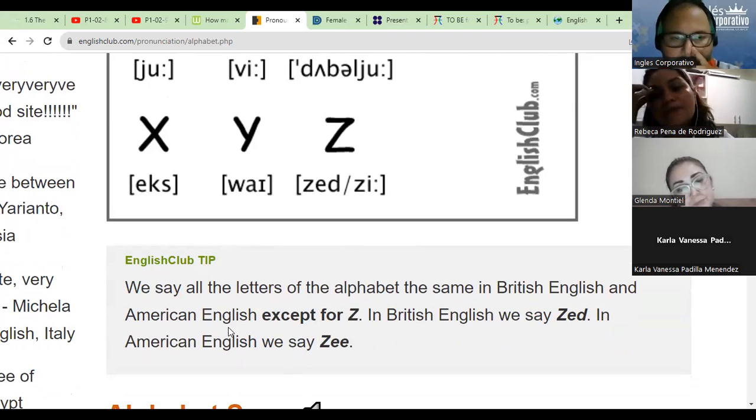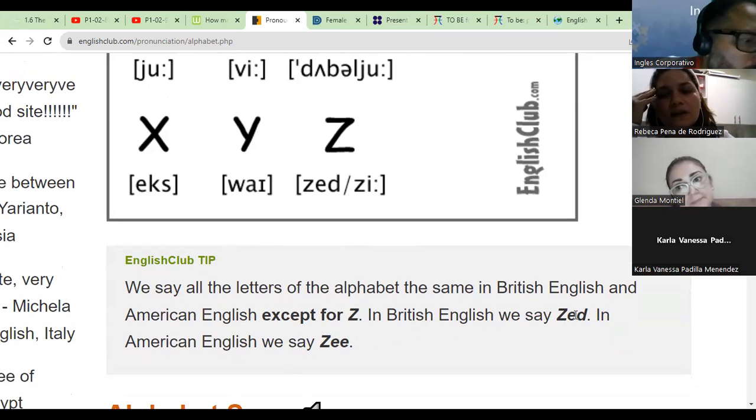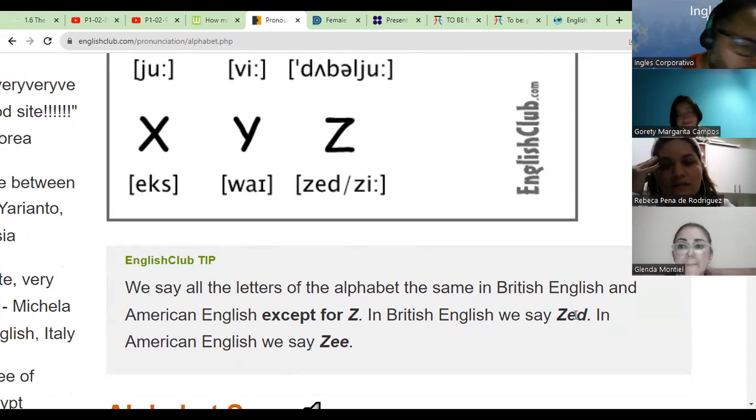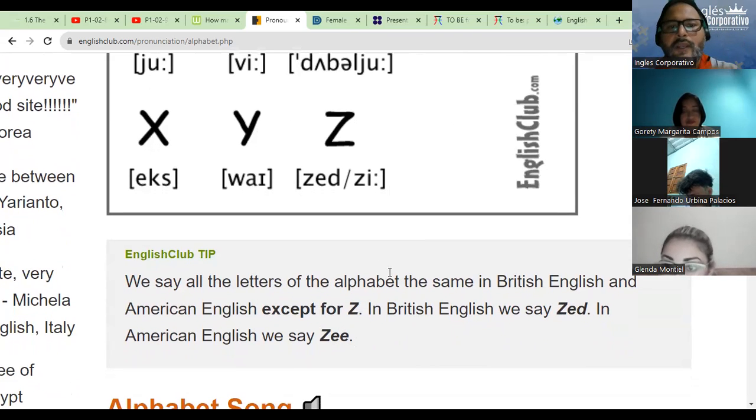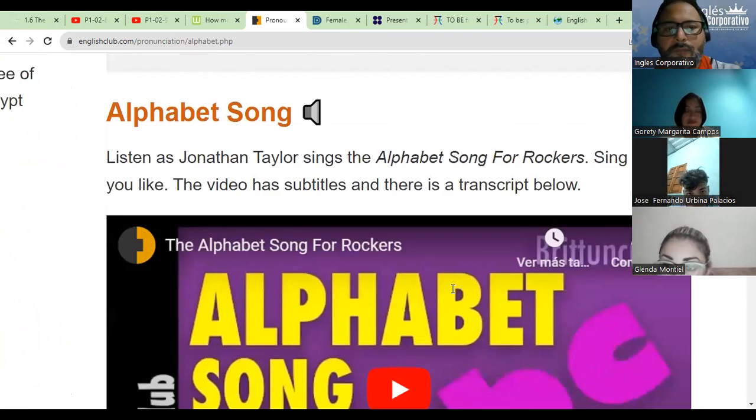Z. Now in American English, Z is like this, right? But in British, you say Zed. So American is the one that we are learning, right? So that's why we say Z. Clear? Okay, so now actually I shared the link also about the easy info, and I hope that you can practice on your own.